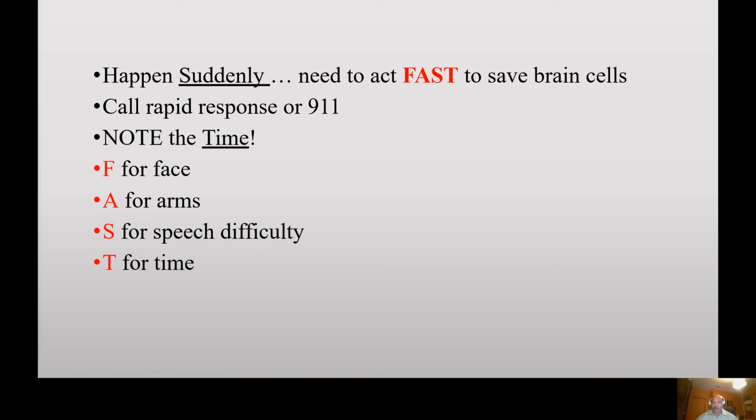The A stands for arm weakness. Is one arm weak or numb? Ask the patient, the person or the client, to raise both arms. Does one arm drift downward? There's also speech difficulties. Is the speech slurred? Is the person unable to speak, or are they hard to understand? Ask the client to repeat a simple sentence, such as "the sky is blue." Is the sentence repeated correctly?